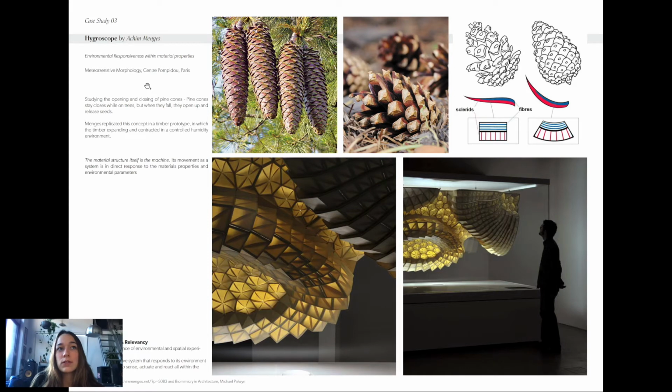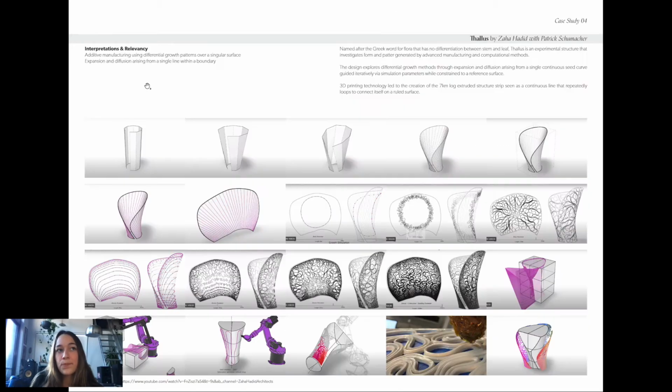Another of his works looks at the environmental responsiveness within material properties. This exhibition in Paris took inspiration from pine cones and how they open and release their seed once they fall onto the floor. The changes in humidity cause the fibers to open. He recreated this idea using wood in a humidity-controlled case. The timber expanded and contracted in response to the humidity, and the opening and closing was an autonomous passive system.